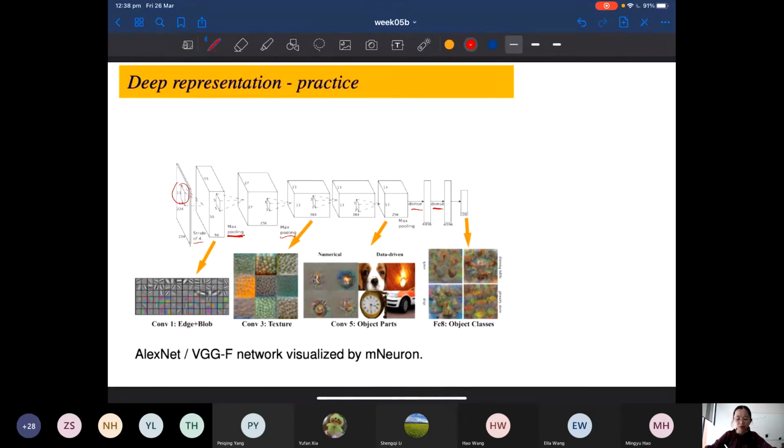So there are visualizations of this. The earlier layers are edges plus colored blobs. After that we have textures, and after that we have object parts such as parts of the clock, eyes of the dog, wheels of a car, and so on. And then at the end we have objects, right.